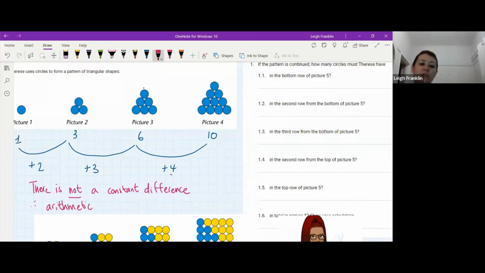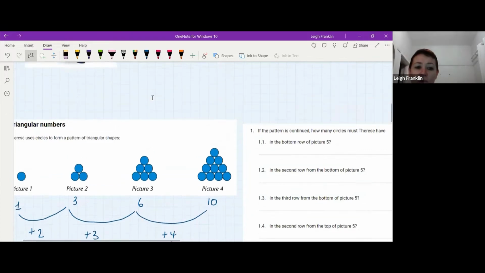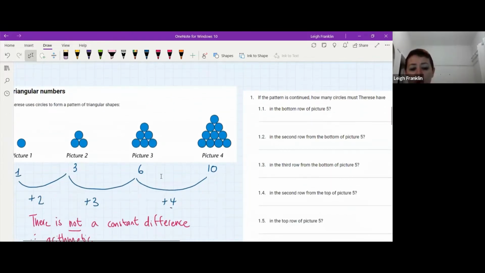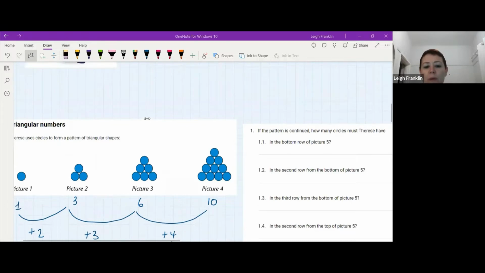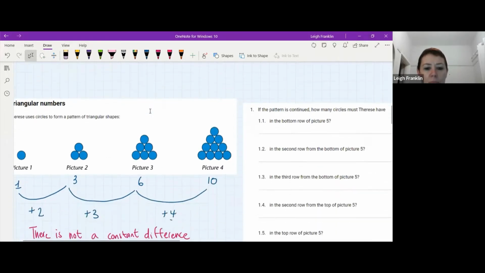Okay. But I like what you said, Boipelo, and I like the way you worked out how many circles there needed to be in picture number 5. So we're adding one more than we added the time previous to that. Another way of working out how many circles there would be in the bottom row would be to do what? Devon, how would we work out another way of working out how many circles would be in the bottom row of picture 5? By adding 5 more circles.